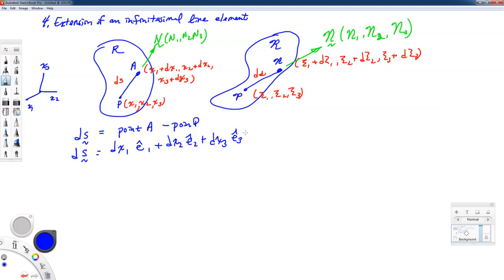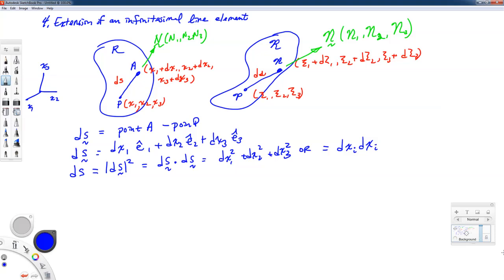We can find the distance in between the two. In fact, the square of the distance in between, there's no squiggle underneath there, that's a scalar, would be the magnitude of that vector, ds with the line under it, squared, which we can find, we talked about our dot product previously, by ds dot ds, which would be dx1 squared plus dx2 squared plus dx3 squared, or we can say this is equal to dxi dxi by the use of our index notation.